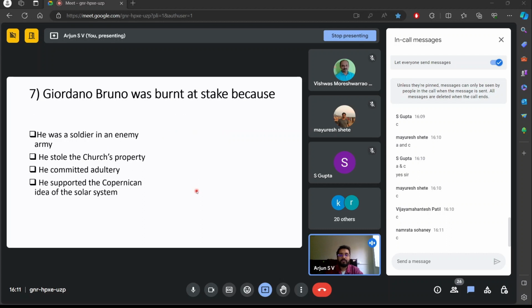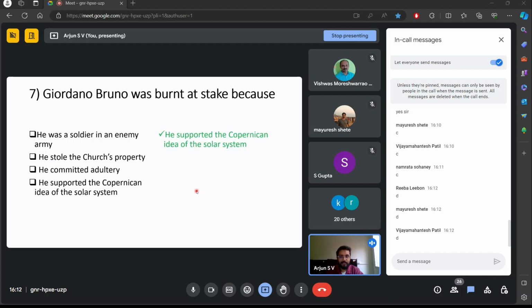Okay, so this question: Giordano Bruno was burnt at stake because Reba Lieben is saying he supported the Copernican idea of the solar system. Yes, it's also an MCQ, so yes, he supported the Copernican idea of the solar system. But could someone explain in the chat or mic what the Copernican idea of the solar system was?